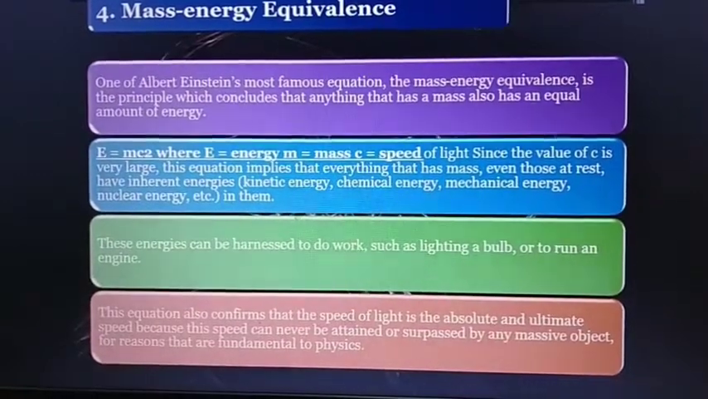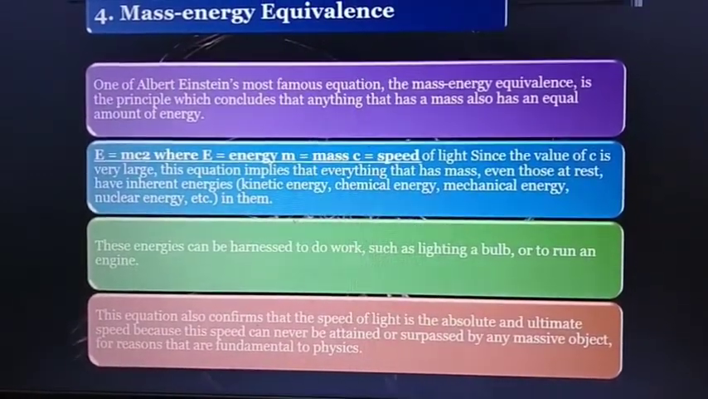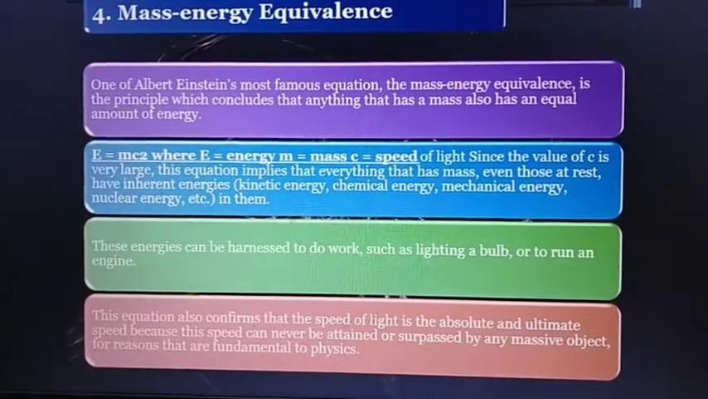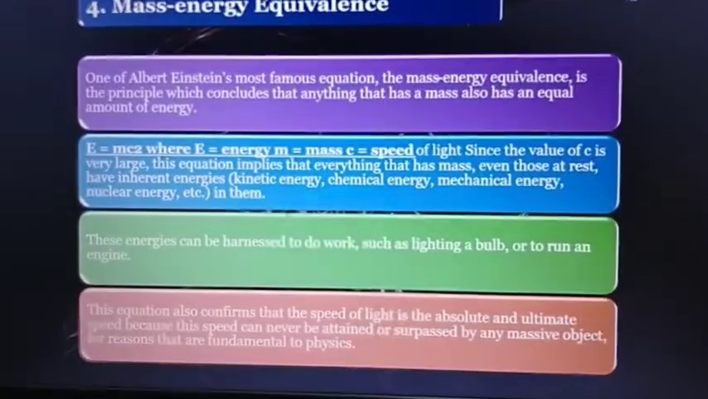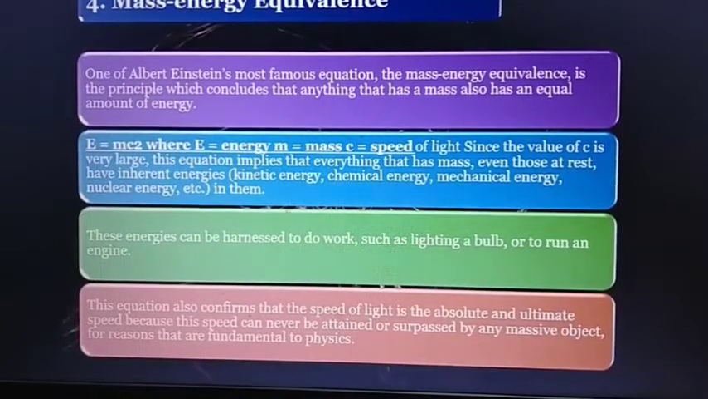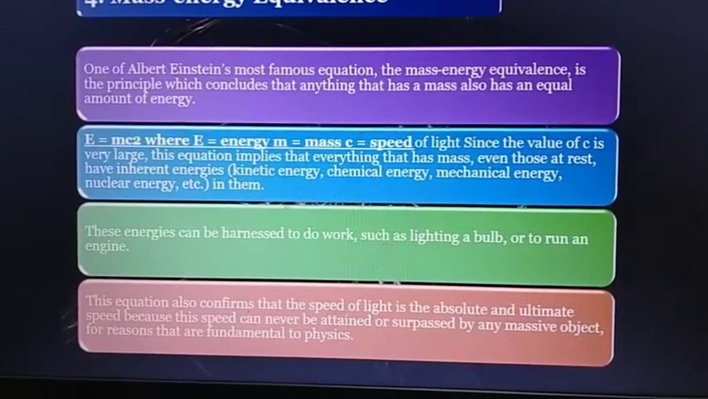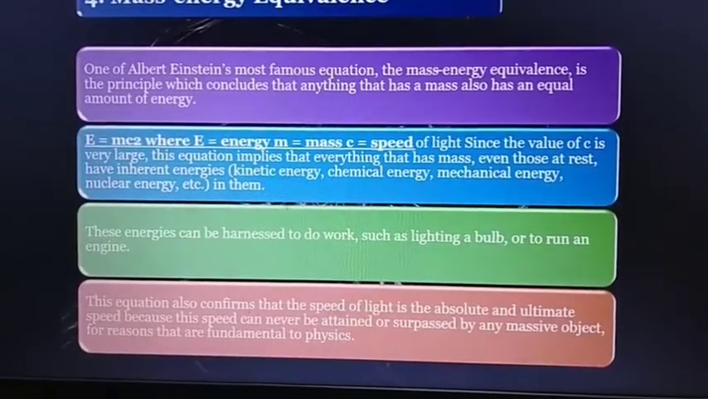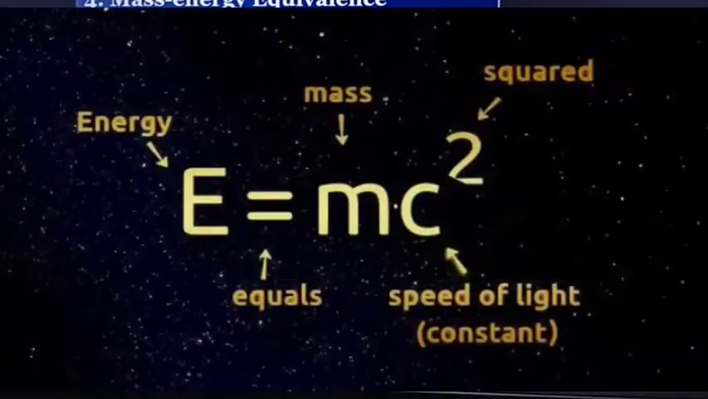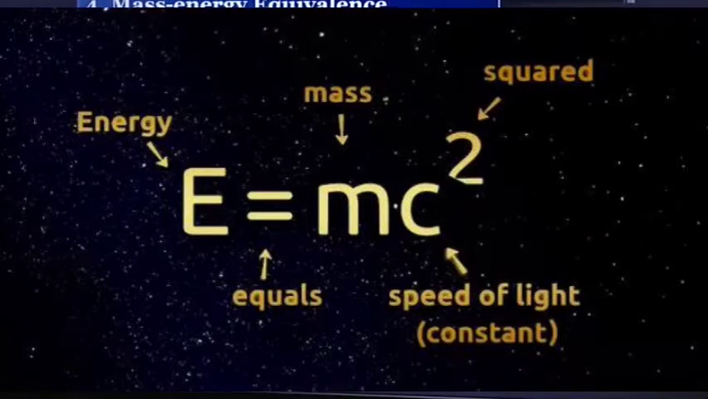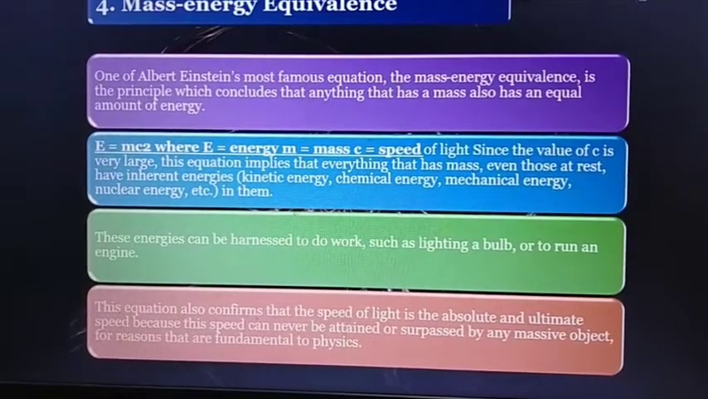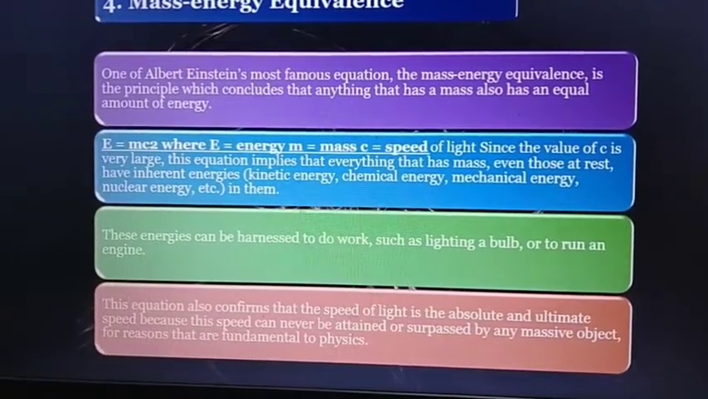Postulate ni Albert Einstein is the mass-energy equivalence. So one of Albert Einstein's most famous equations, the mass-energy equivalence, is the principle which concludes that anything that has a mass also has an equal amount of energy. Take note for that. Sa kanyang known equation na E is equal to mc squared, where E is the energy, m is the mass, and c is the speed of light, na mayroong equivalent na 3 times 10 to the power of 8 meters per second or 300 million meters per second.